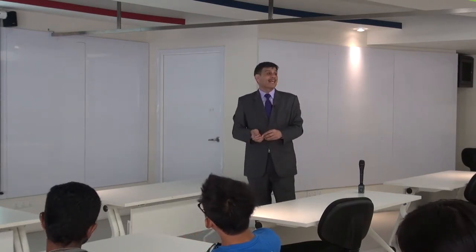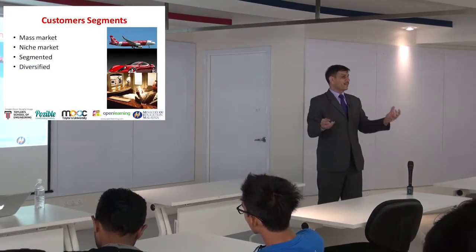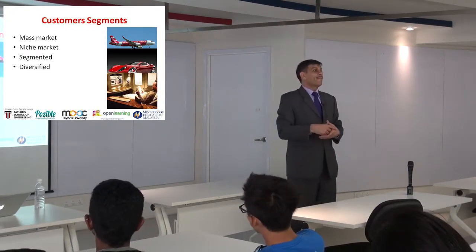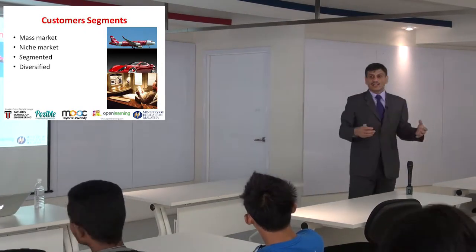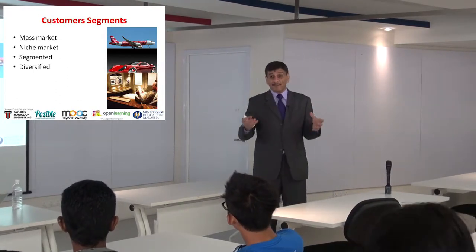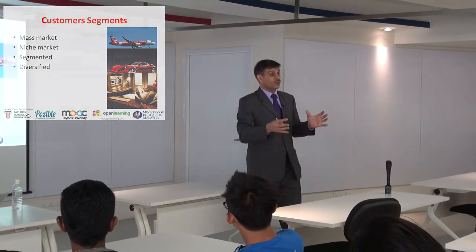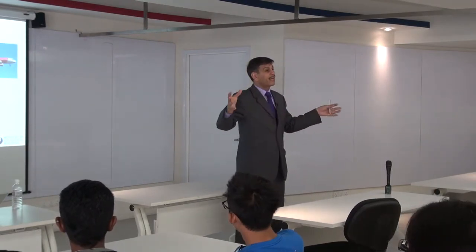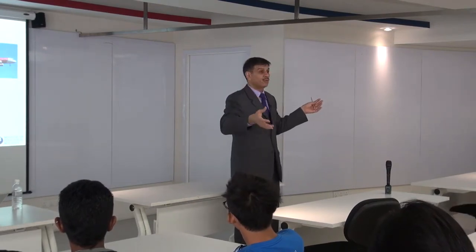Now, customers can be segmented. So sometimes, because they are in the market, customers that represent the market, we may have something we call a mass market. So we develop a product that is suitable for almost everybody. So AirAsia, with now everyone can fly, is an example of how you take a market that used to be reserved for the few and make it a mass market. Everyone can fly. Everyone now can use an airplane.